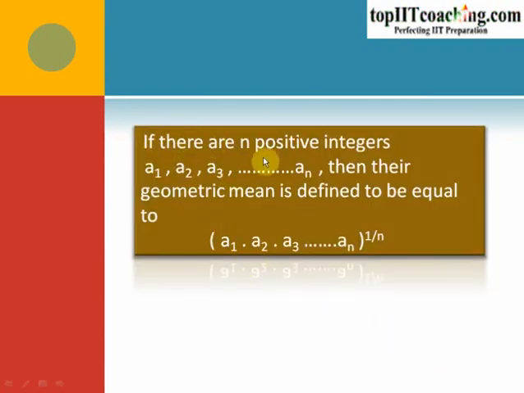Now if there are n positive integers a1, a2, a3 and so on up to an, then their geometric mean is defined to be equal to (a1 into a2 into a3 up to an) whole to the power of 1 by n. So if we have been given n positive integers a1 to an, and we have to find their geometric mean, then that would be equal to (a1 into a2 into a3 up to an) to the power of 1 by n. Now this is a very important formula, and you need to remember this.